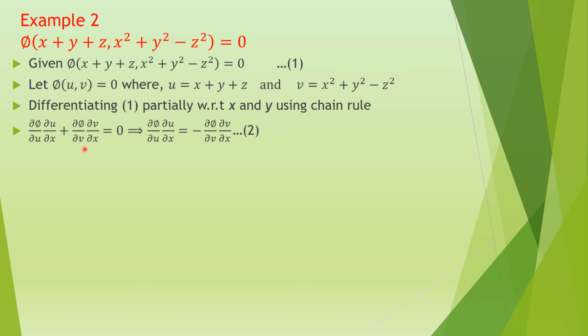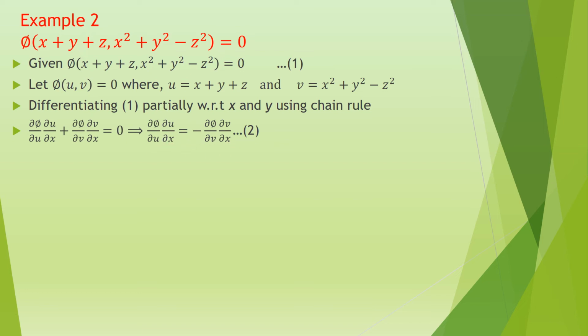So ∂φ/∂v into ∂v/∂x, because v is a function of x. So we are differentiating φ partially with respect to x. Therefore we can see only the independent variable x. So ∂φ/∂u into ∂u/∂x plus ∂φ/∂v into ∂v/∂x equal to 0, because the right side is 0. So let me shift one term to the right side. So we get this and we will take it as equation 2.